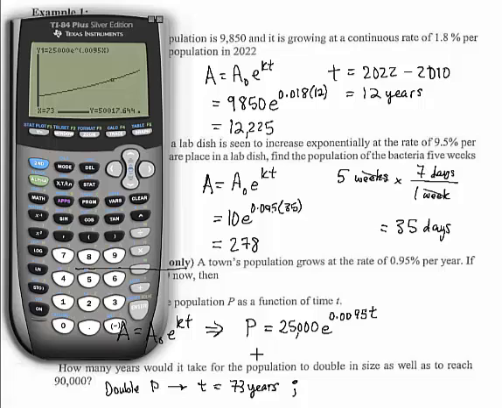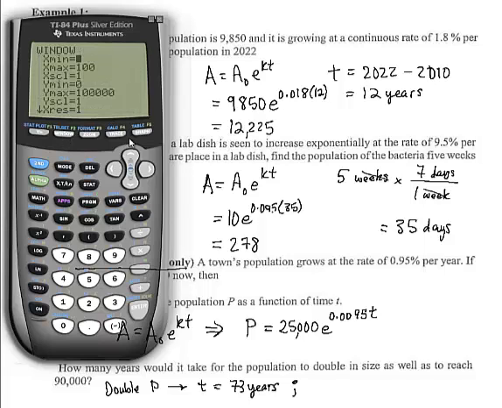So now to answer the second question, how long will it take to reach a population of 90,000? I'll return to the calculator, and my upper limit for time was 100, and that doesn't quite get us to a population of 90,000. We're only at 65,000. So I'll go back to my window and I will put in 200 years.